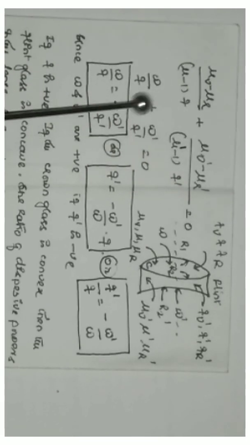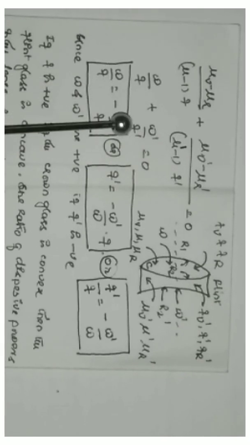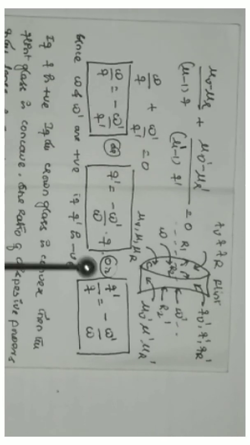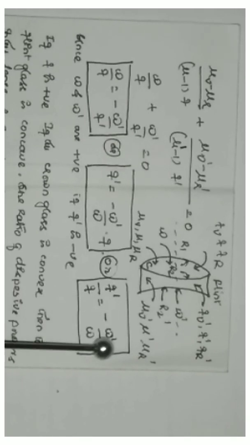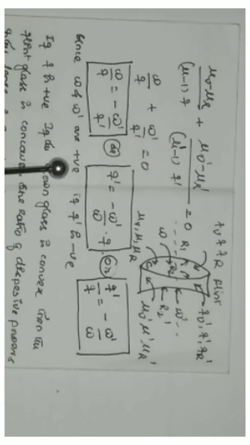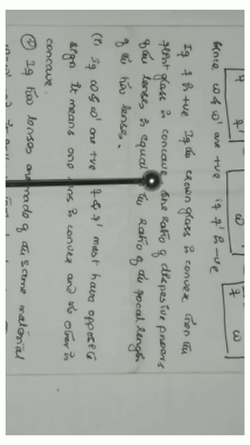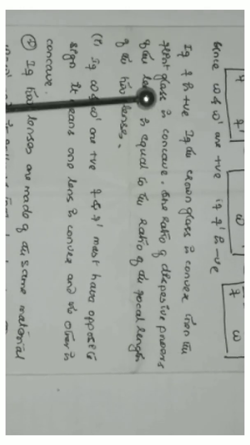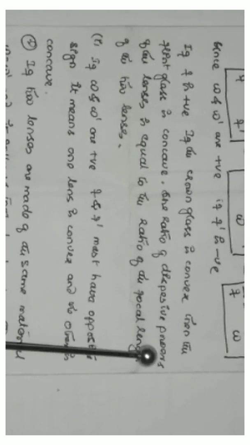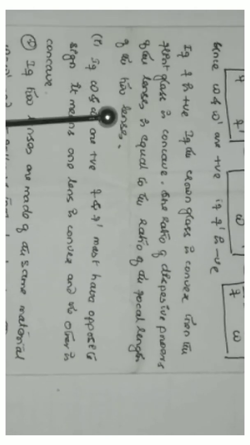That means when I transfer this term, plus becomes minus, and we have to cross multiply here. F' is equal to minus ω' by ω into F, or F' by F is equal to minus ω' by ω. That means since ω and ω' are positive, F' is negative. Here, if F is positive, if the crown glass is convex, then the flint glass is concave. The ratio of the dispersive powers of the lenses is equal to the ratio of the focal lengths of the two thin lenses.